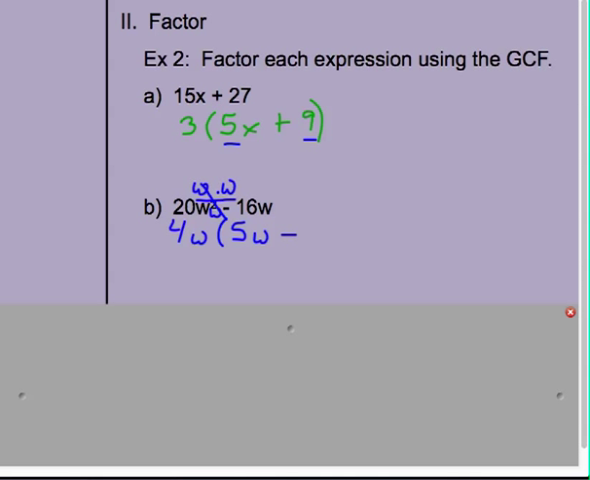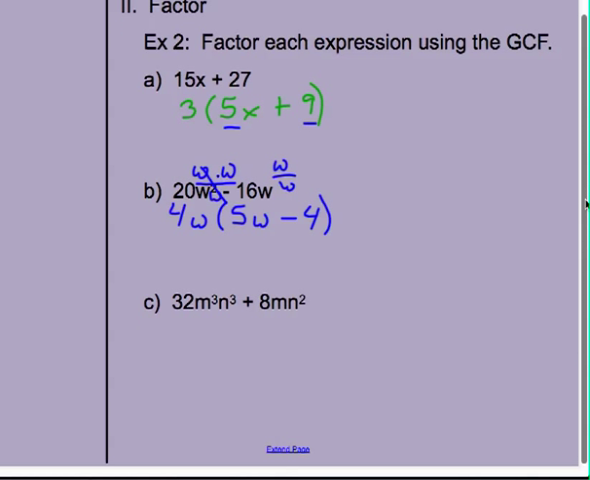The sign in the middle stays the same. 16 divided by 4 is 4. And anything divided by itself gives you 1. So I just have the 4, or I pulled out the w, and there aren't any w's left inside the parentheses. Again, 5 and 4 have no common factors, so I want to check that when I finish.